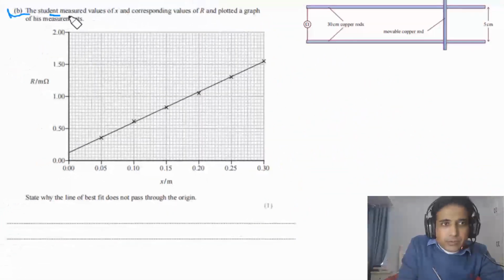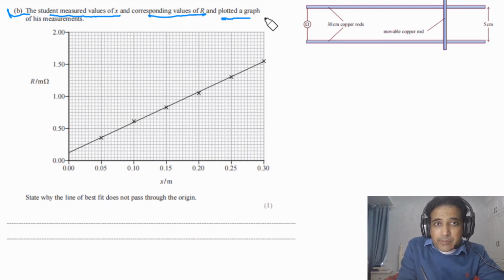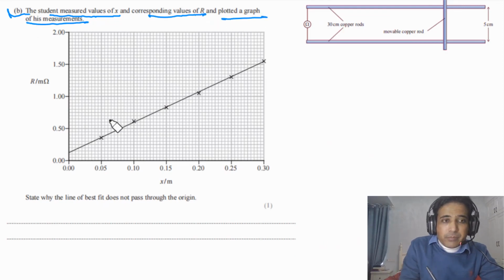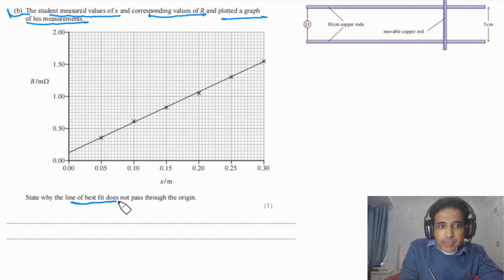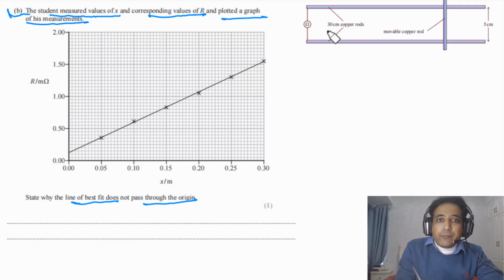Part B says the student measured values of x and corresponding values of capital R and plotted a graph of his measurements. State why the line of best fit does not pass through the origin. So first of all, we need to understand the question carefully. If you look at this question carefully, on this diagram x is equal to 0. It simply means that this rod is just next to the ohm meter.